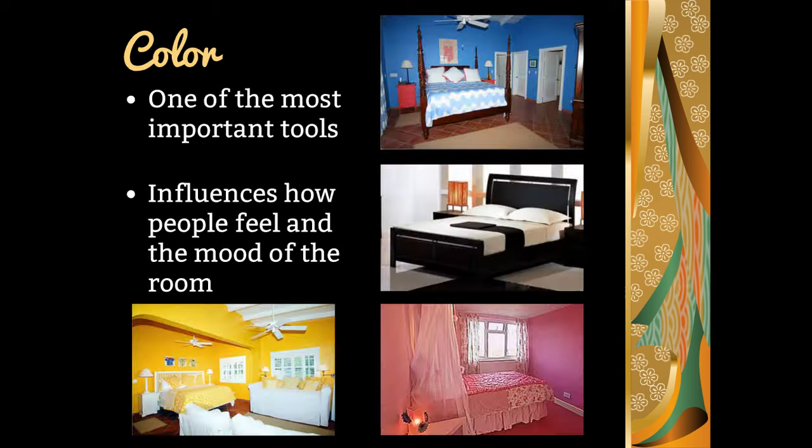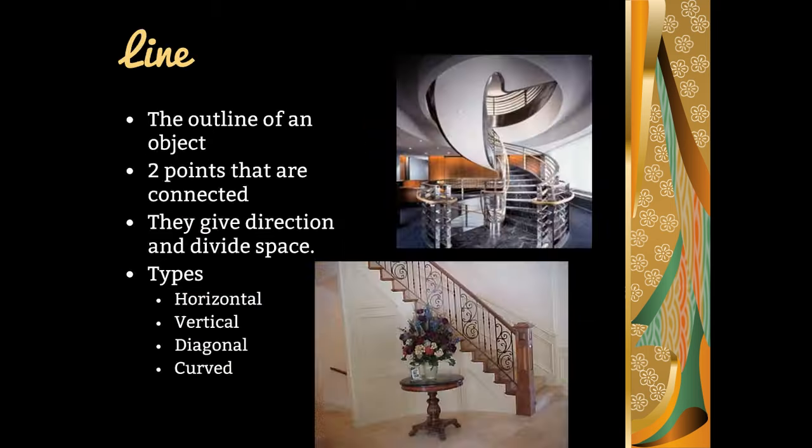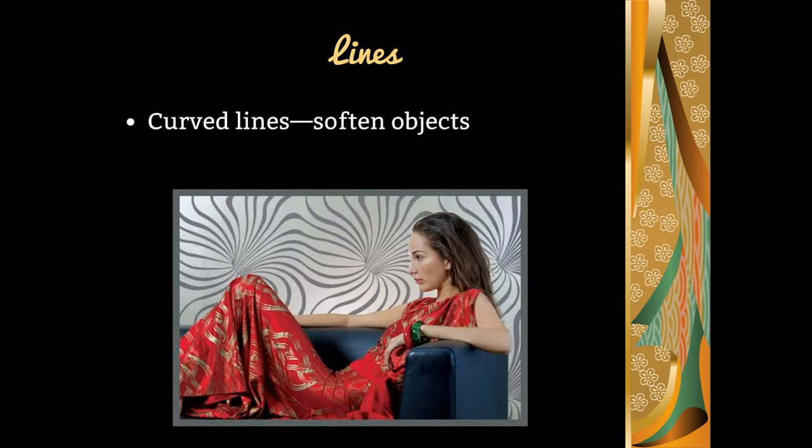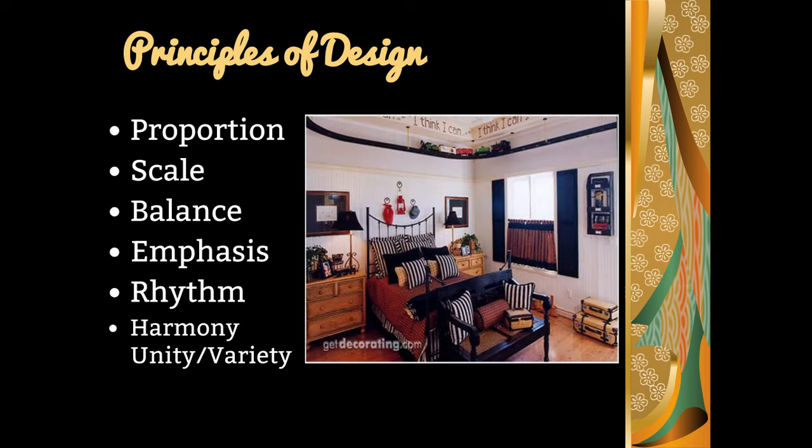So just in review, your elements of design are space, line, shape, texture, and color. And in the activity, after I'm done explaining the principles of design, you're going to be finding your own pictures of rooms that represent all of those things. So your principles of design are proportion, scale, balance, emphasis, rhythm, harmony.